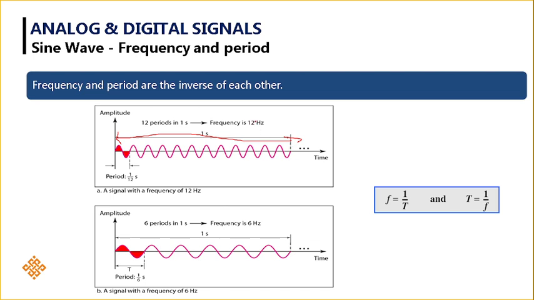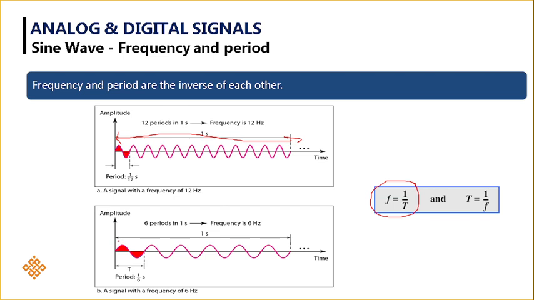Whereas period is nothing but the reciprocal of frequency. Here I have given the formula: frequency is nothing but 1 by T. If the frequency of the signal is 12 hertz, then its time will be 1 by 12. It means every cycle takes 1/12 of a second to complete, and in 1 second it takes 12 cycles to complete. That's the meaning.